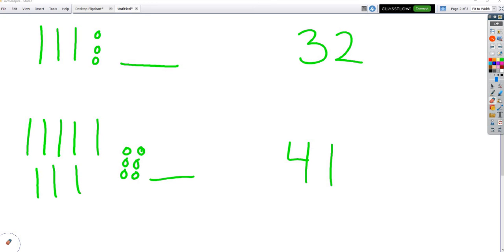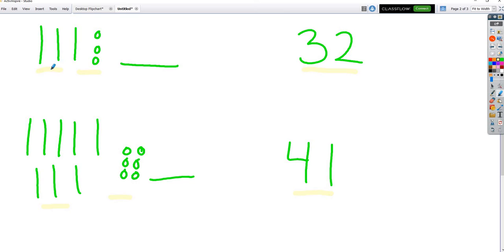Alright, yesterday we started that new thing called place value, and we talked about the tens and the ones and the digits in a number. So this is kind of what we worked on yesterday, where we drew tens and ones to make a number. So just to review what we went over yesterday, try these really quick.